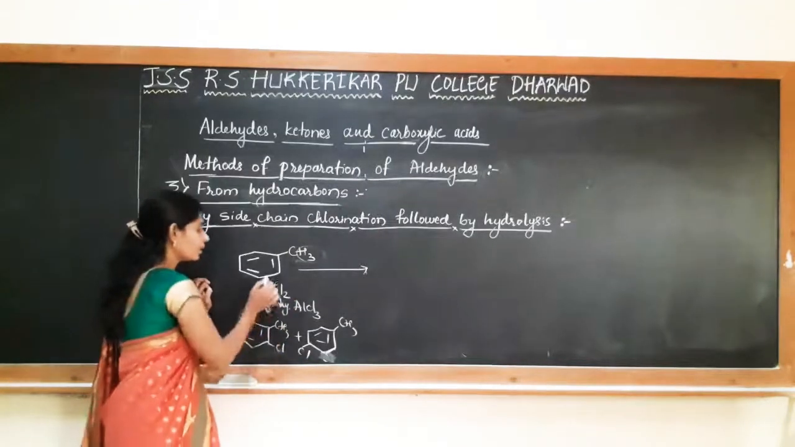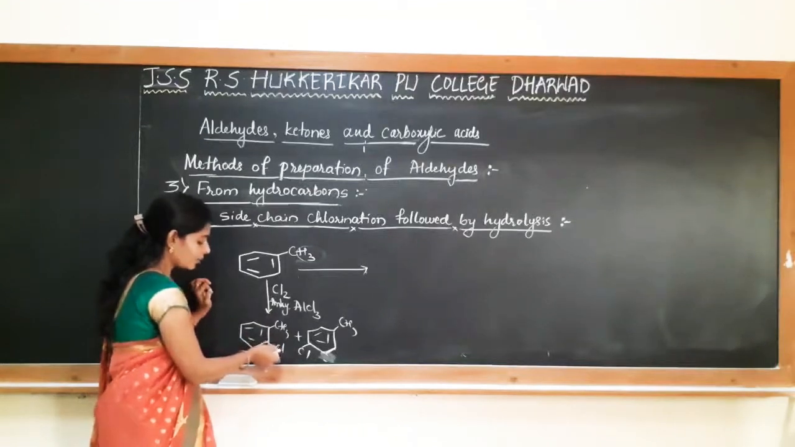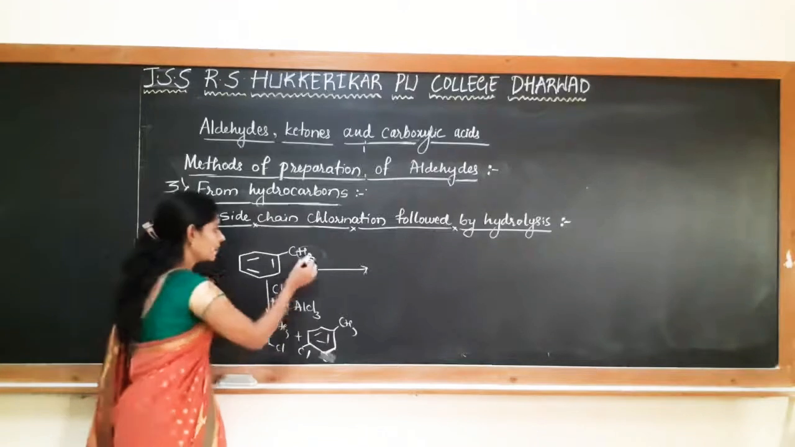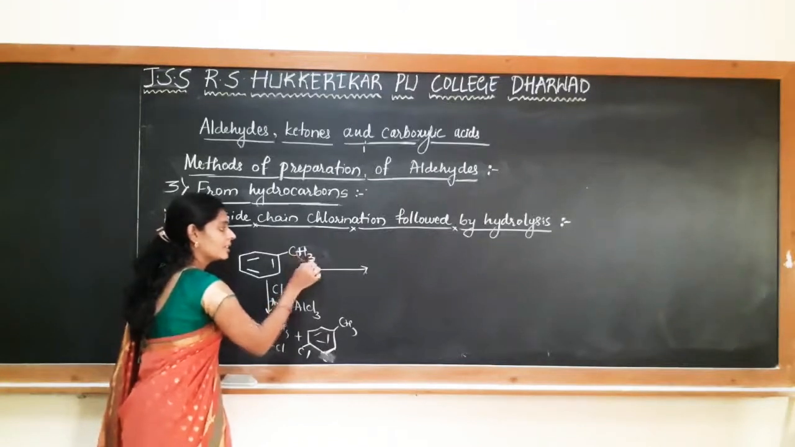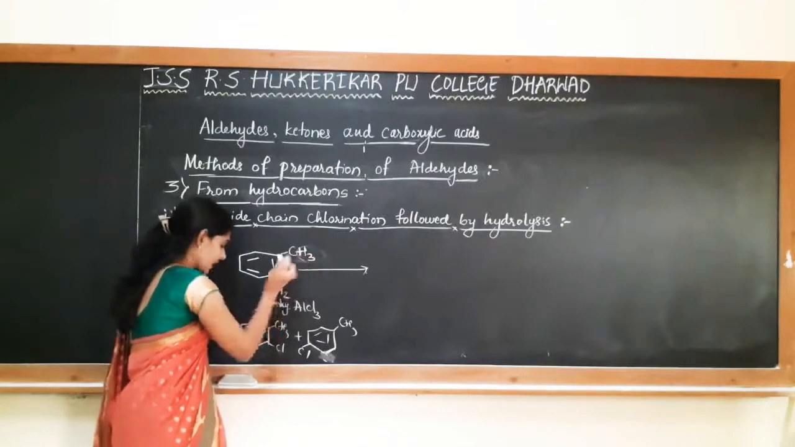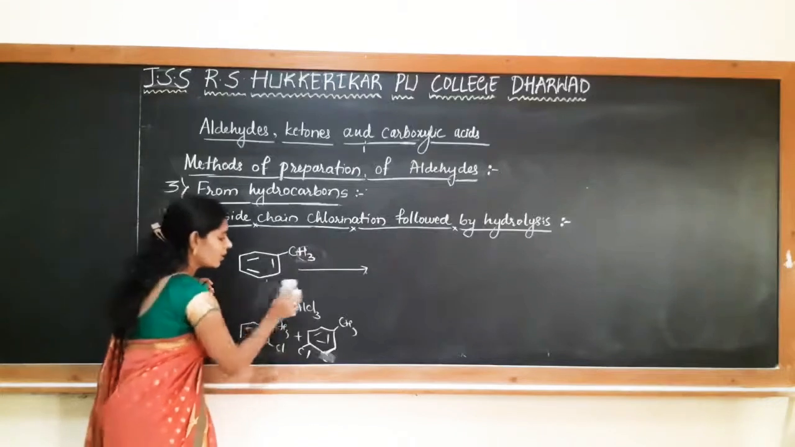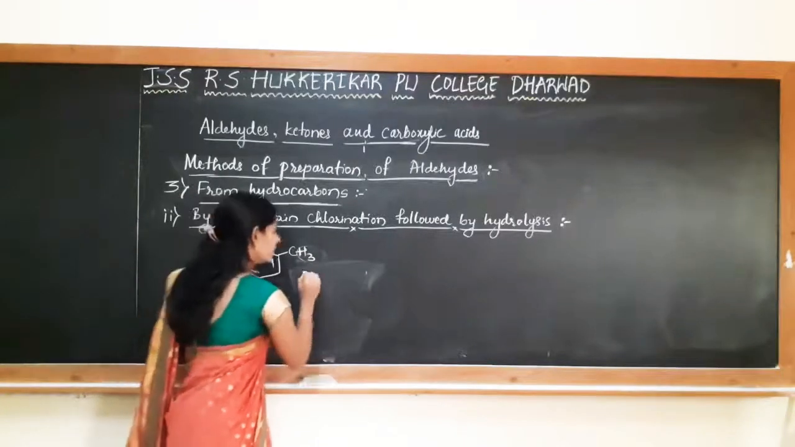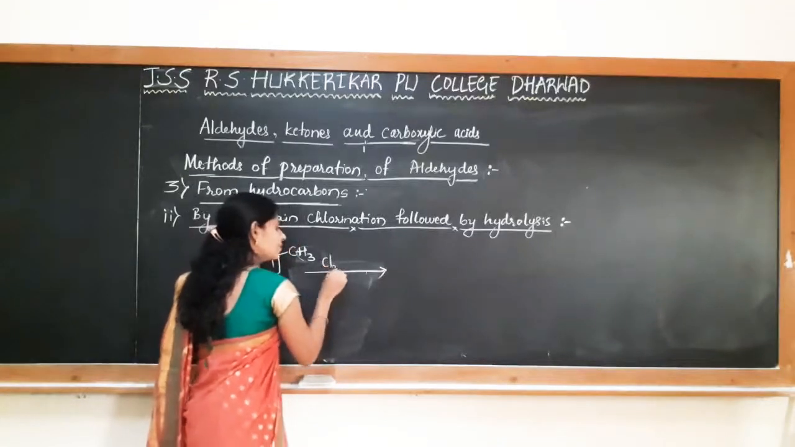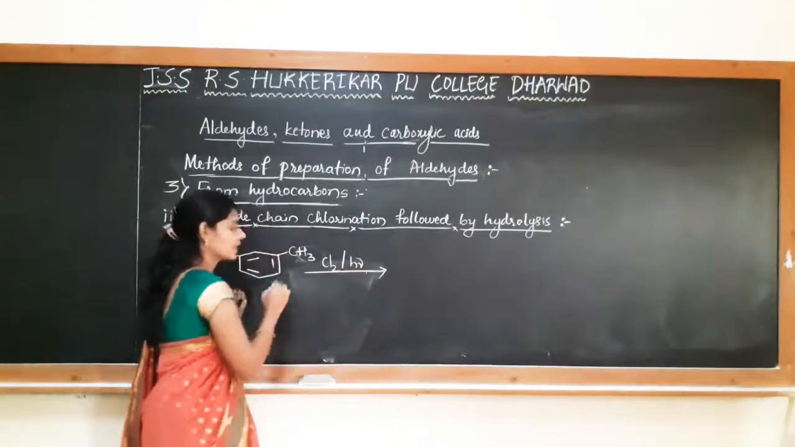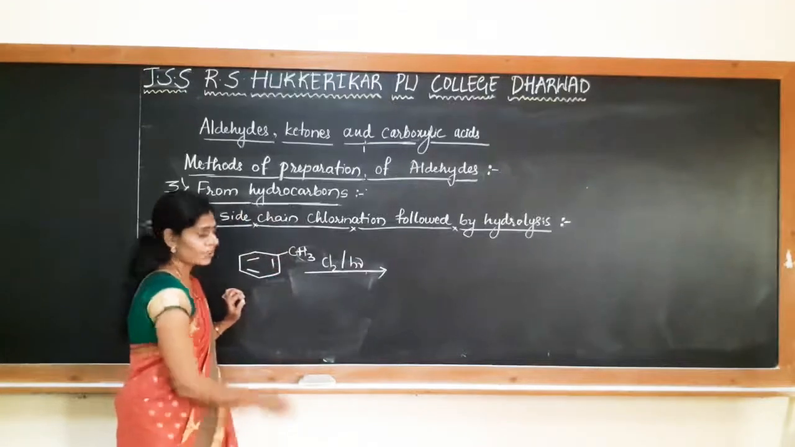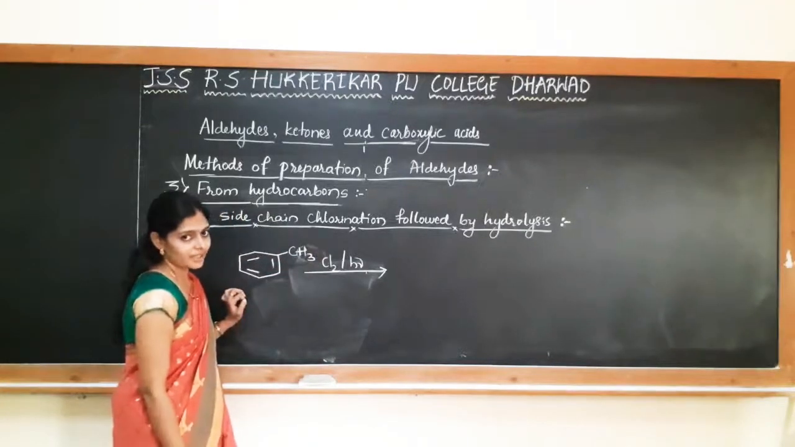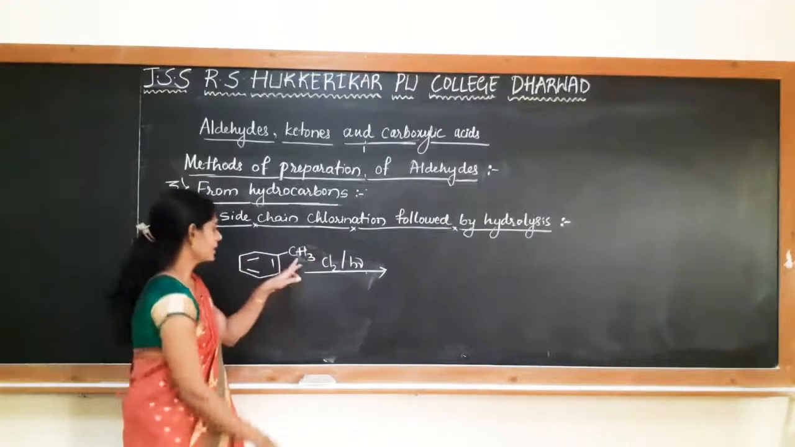But I don't want the substitution. I don't want Cl to substitute on the ring. Benzene ring, Cl should not attach. What do I need? I have to attach Cl to the side chain. So if side chain substitution has to be done, what reagent do we have to take? We have to do the chlorination in presence of sunlight. Then only the side chain substitution reaction takes place.